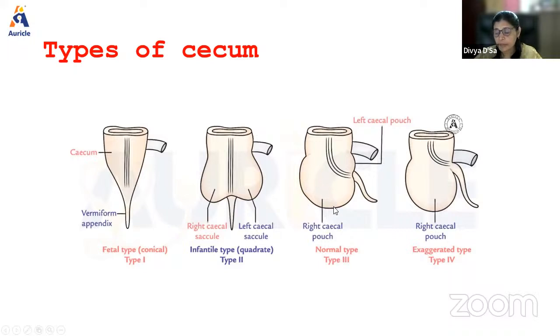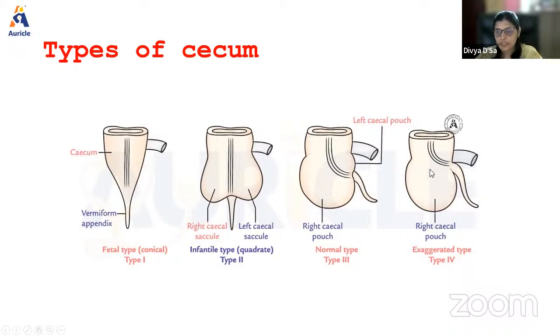This we see in about 90% of the population. Here, if you see, the right saccule is enlarged, whereas the left saccule is small. Because of that, this has grown more, and the appendix would have been shifted to this side and it will lie about 2 centimeters below the ileocecal junction. So here we have the appendix. This is the normal type, the commonest type of cecum which we see in the population, about 90%.